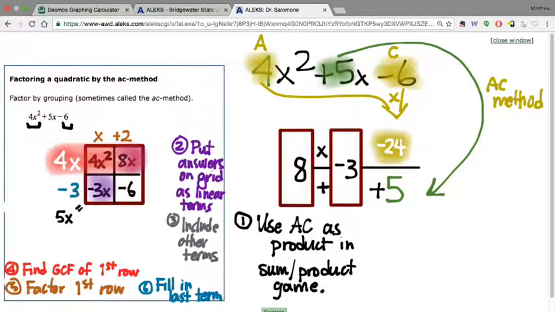When I put a negative 3 here, not only does x times negative 3 give me negative 3x, but also 2 times negative 3 gives me negative 6. So we did it. We got the factorization that we were looking for. And all we have to do now is just write our final answer: x plus 2 times 4x minus 3.